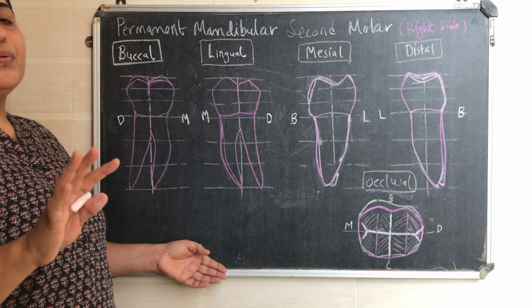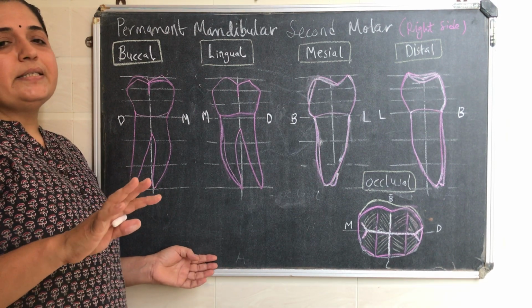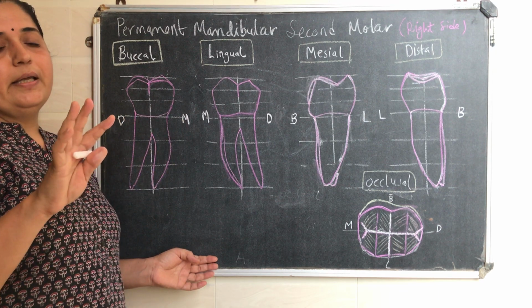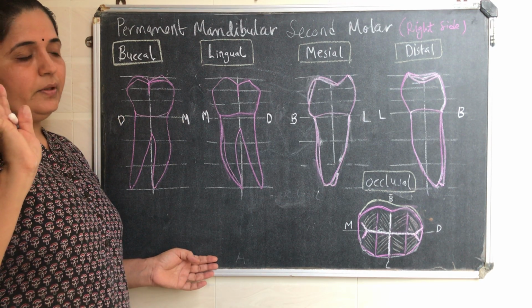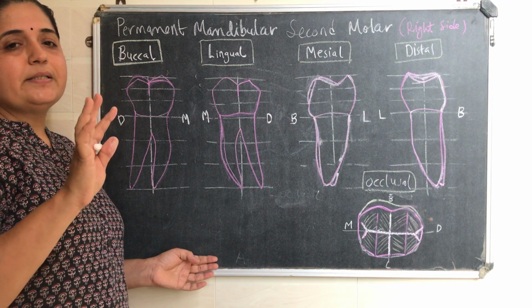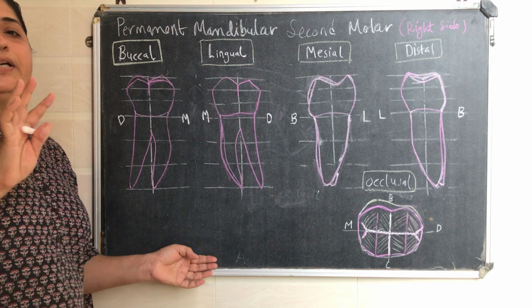So by this feature, you can easily differentiate between the first molar and the second molar. So there are only 4 cusps, that is the main differentiating feature.